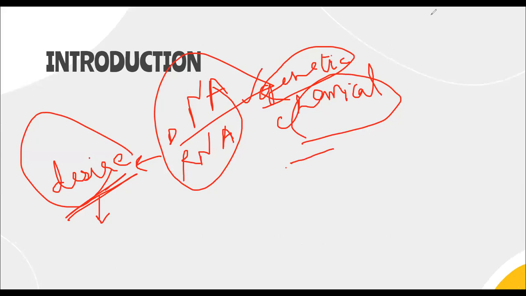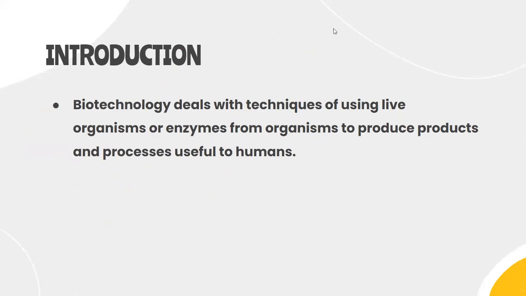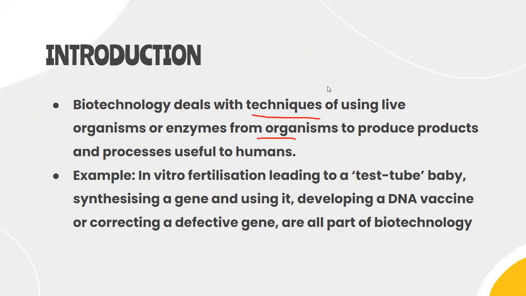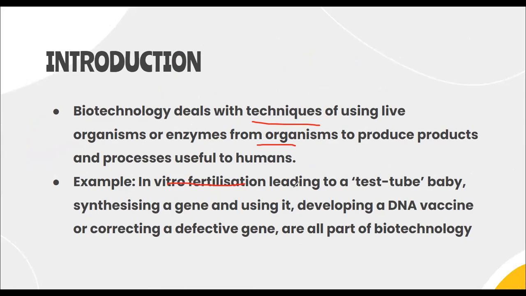Moving forward, let's define technically what genetic engineering is. Generally, biotechnology deals with techniques using live organisms or enzymes from microorganisms to produce and process useful things for humans, and the main aspect of it is genetic engineering. One of the major examples you have studied in school is the IVF process, the in vitro fertilization of the egg and sperm, not in a natural setup but in an artificial lab setup, which is very commonly known as the test tube baby.